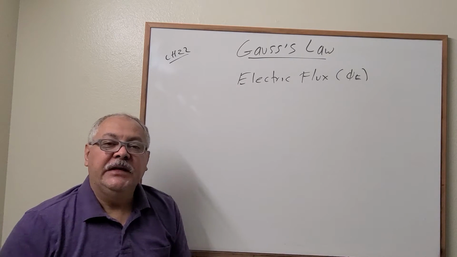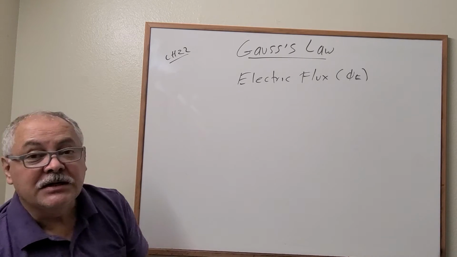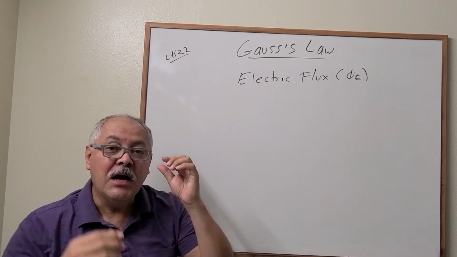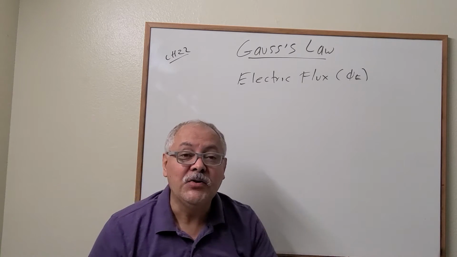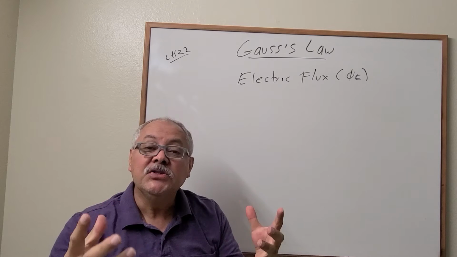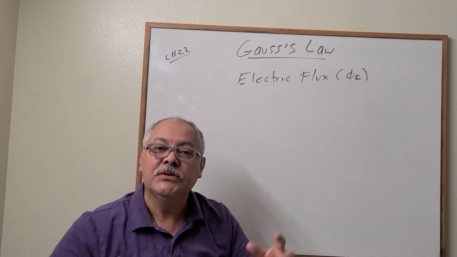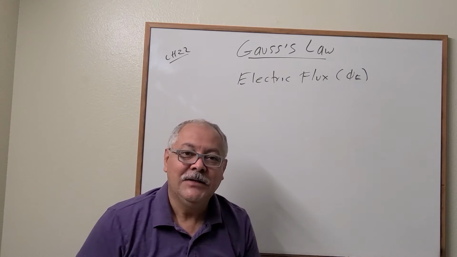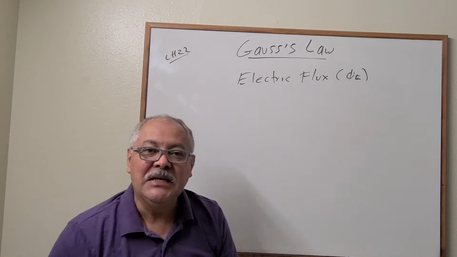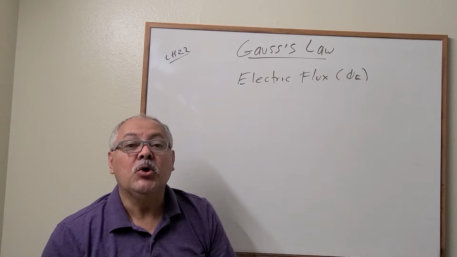Okay, let's go for the next chapter. Chapter 22 is going to be Gauss's law. I will use Gauss's law to calculate the electric field for some continuous distributions. We know another technique, which is Coulomb's law.